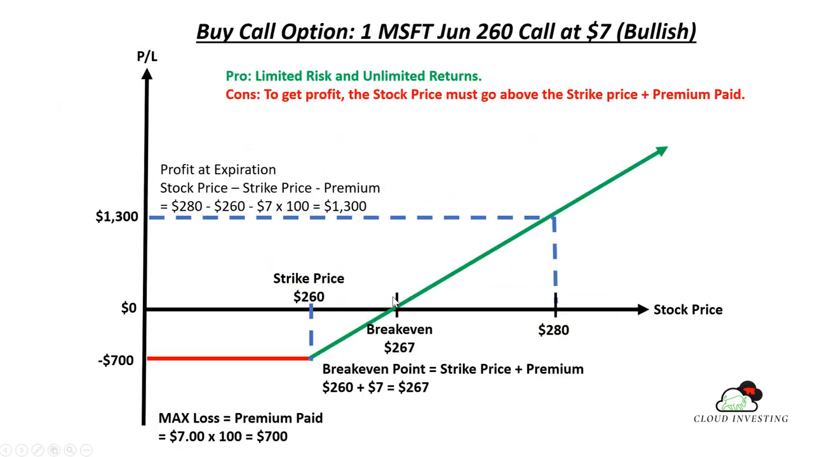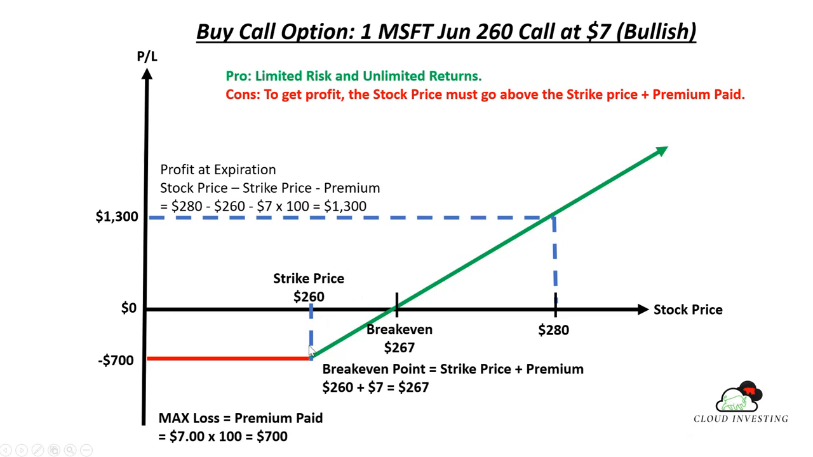So this is the profit and loss chart. If you are an options player, you must know how to read this chart. This is an example: buy the call option, one Microsoft share June 260 call at $7. You can see that the strike price is 260. By the way, this axis is profit and loss, and this is the stock price. Then 260 is your strike price.